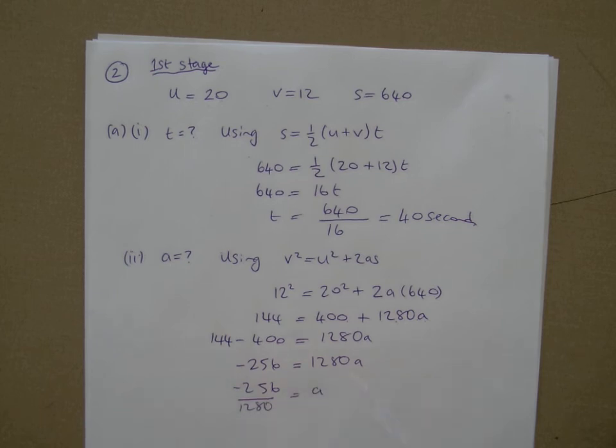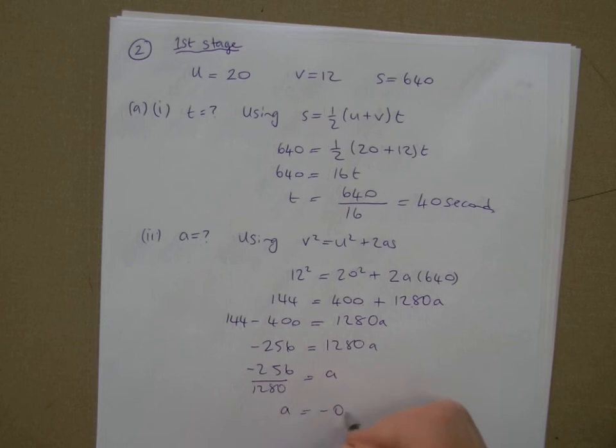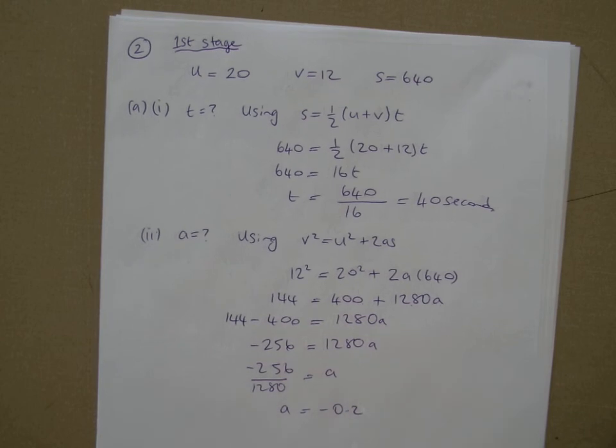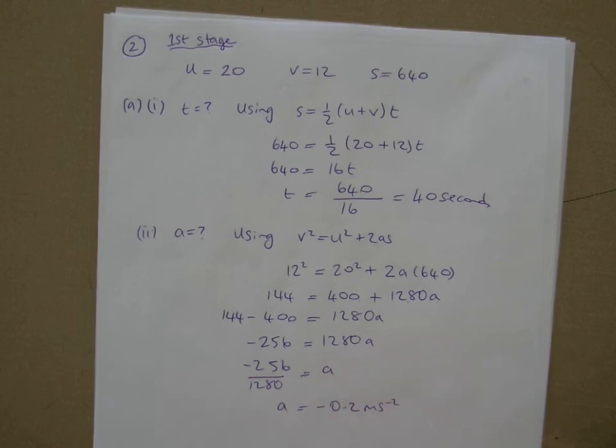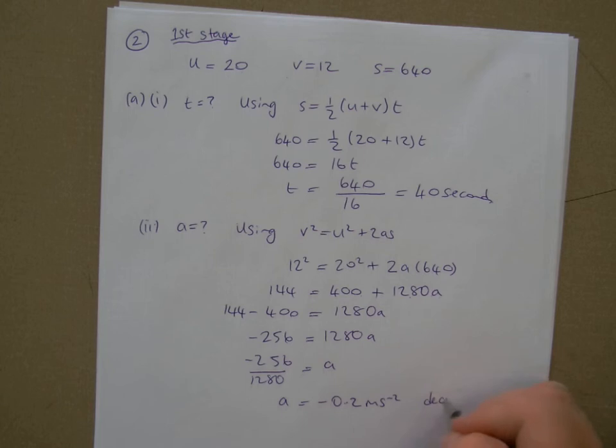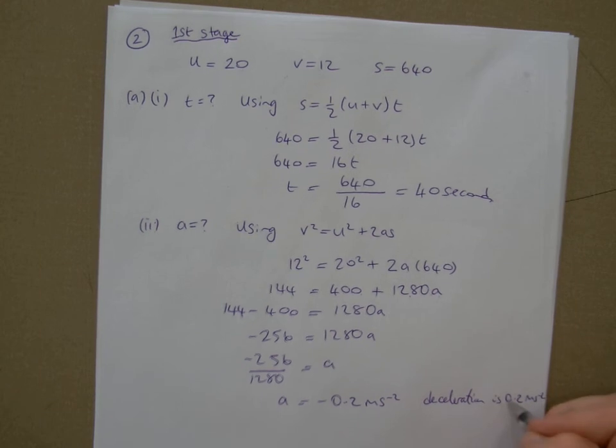So 256 divide by 1280, and you get 0.2. And of course, there's a minus 0.2. Okay, so it's going to be a minus because it's decelerating, isn't it? So what we can say there is minus 0.2 meters per second squared, but we can actually state there, look, the deceleration is 0.2 meters per second squared. So we don't have to put minus when we mention the word deceleration.